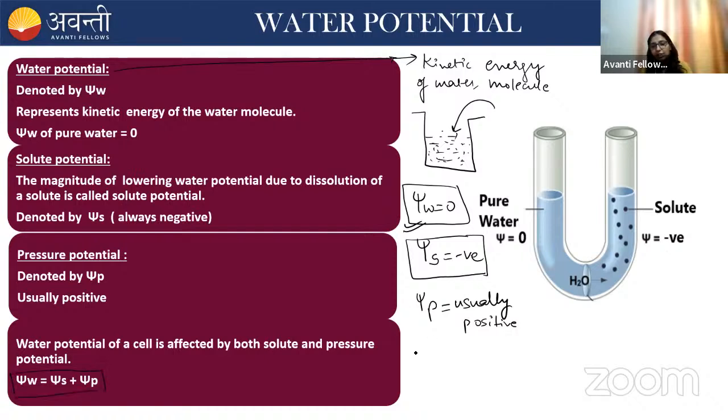And remember this equation. Very, very important. Remember this. This is a relation between the water potential, solute potential, and the pressure potential. Water potential of a cell is affected by both solute potential and the pressure potential. Very important.